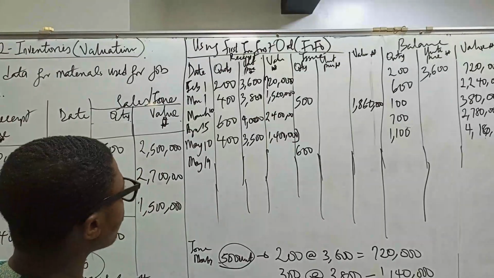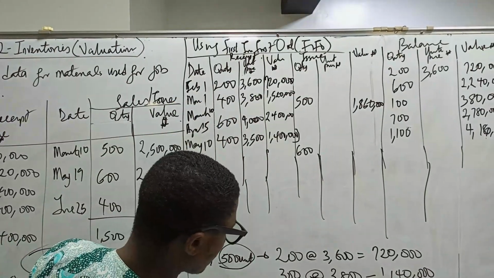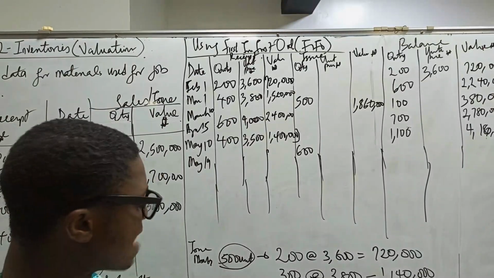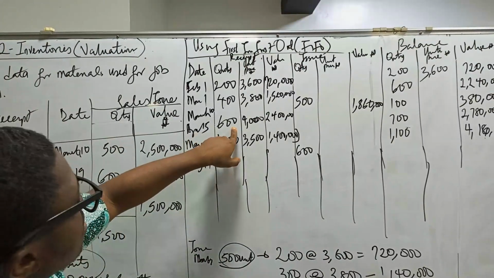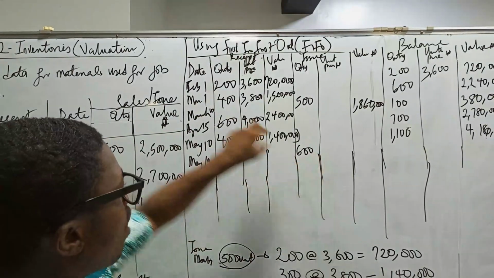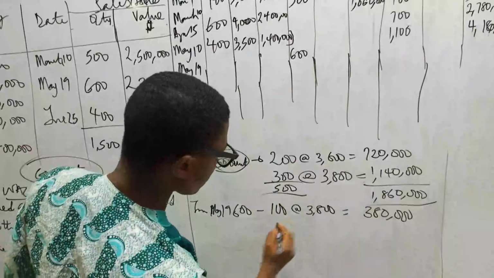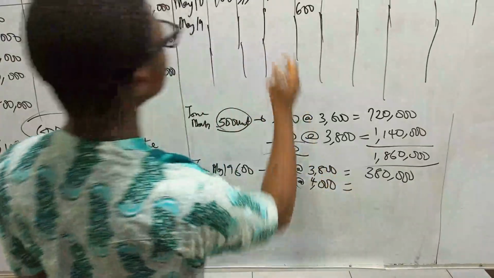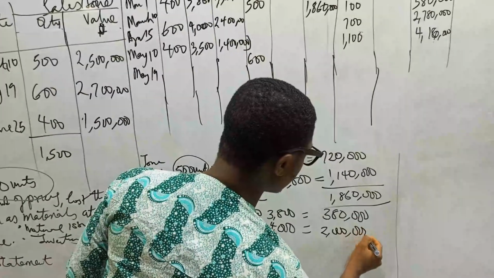So we have another issue on May 19, 600 units. We need to exhaust the remaining 100 units we have. So we have our 100 units at 3,800. So 600 minus 100, that means we have 500 units remaining to issue. Where do we take that from? Our next receipt is 600 units. That means the remaining 500 units to make the 600 order will be taken from these 600 units at the receipt price, 4,000 naira. So 500 units at 4,000 naira will give us 2 million naira. That will now give us what?